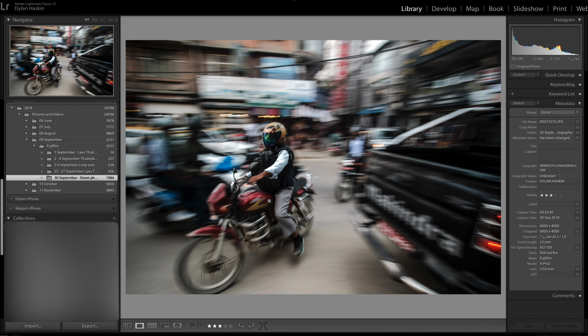I also like this picture because this is really how it feels to be walking through these streets. There's cars everywhere, there's motorbikes coming through different places. Sometimes you have to be off the sidewalk and it feels pretty much what this photograph looks like.